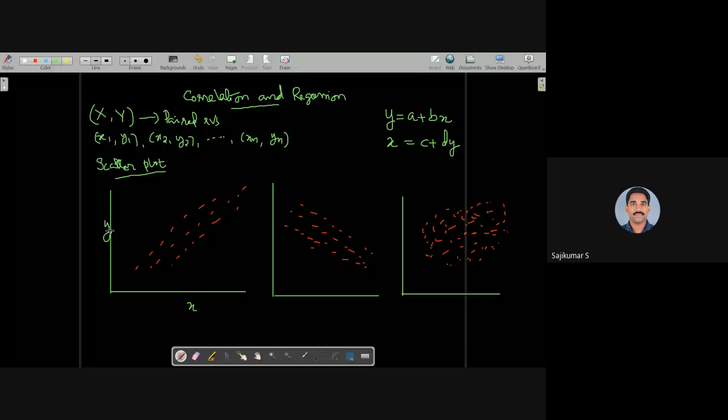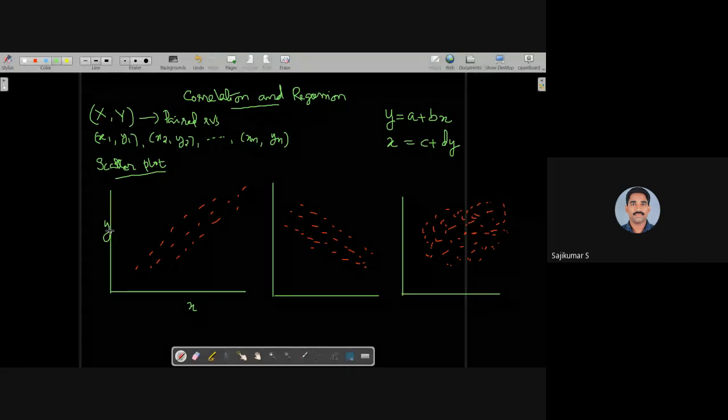So by looking at the scatter plot, we can predict whether there is a linear relationship or not. If there is a linear relationship, we can see that the majority of the points seem to be clustering about a straight line. It is not exact, but the majority of points are in the neighborhood of a straight line. Suppose we are passing a straight line through these points by connecting the majority of the points. So the regression of y on x is the straight line obtained by taking x as the independent variable and y as the dependent variable. So that is called the regression line of y on x.